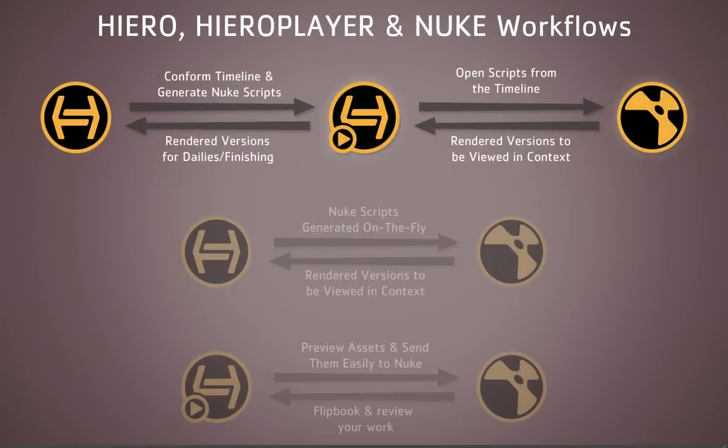We'll be starting here in Hiero itself with our conformed project. We'll export that out to a file structure on disks that our visual effects artists can see, and then they will open up HieroPlayer to view a complete copy of this sequence. From there, they can very easily open any shot directly in Nuke before rendering out multiple versions and bringing them back for review directly on their own station.